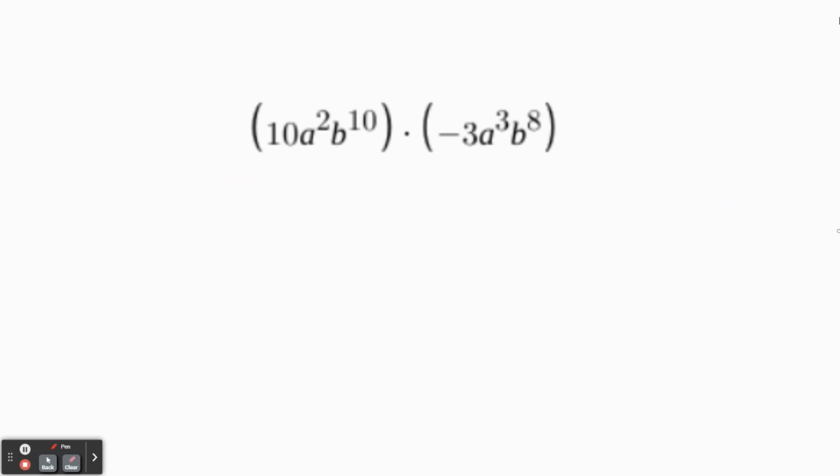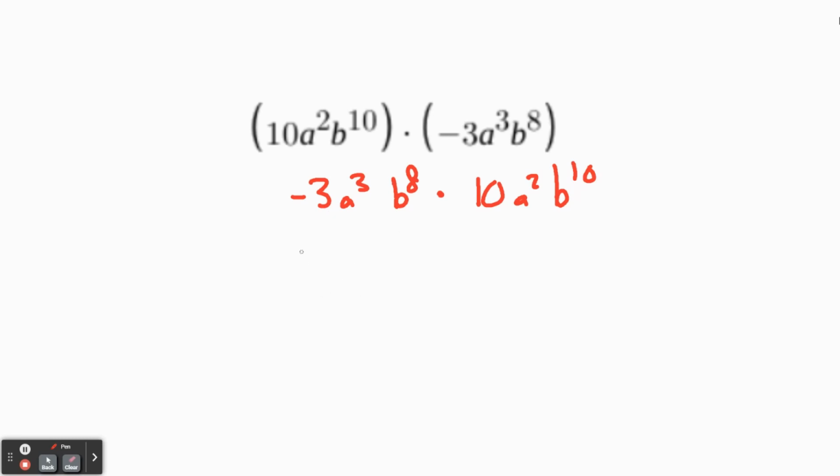So if we look at this problem then, knowing what we do now, the first thing I'm actually going to do here is I'm going to rearrange it so that our 3a cubed b to the 8 is in front. The only reason I'm doing that is because I like to have the negative sign in front. And then we have 10a squared times b to the 10th. And you'll notice I've actually completely gotten rid of the parentheses. We don't need them, especially now that we have the negative 3 in front.